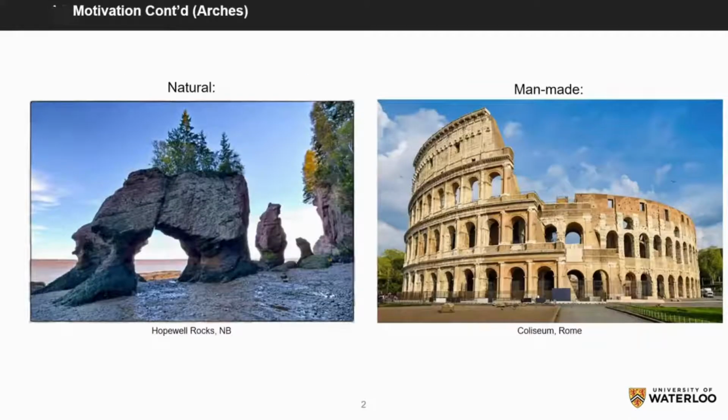The first structures we look at contain arches. The picture of Hopewell Rocks has a naturally occurring arch made up of the shape of stones, which I have outlined in green. The Colosseum in Rome on the right derived the entries from natural arch shapes, and I have outlined a couple in purple.